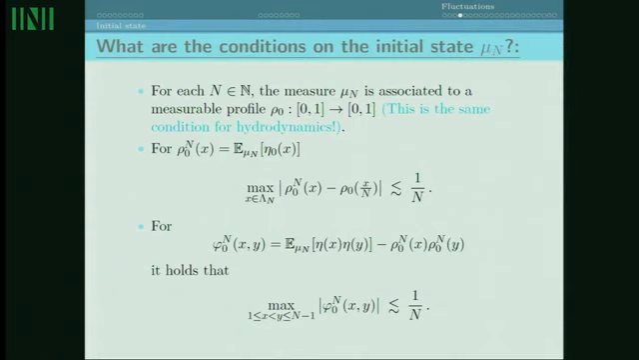So now it comes. What are the initial measures? What do I need to impose? So remember that in the hydrodynamics, I need to impose that mu n was associated to some profile. I started from there. So let's see what do we need at the fluctuations level. So I say, okay, you take a measurable profile, again, some profile rho 0 from 0, 1 to 0, 1, and you assume that your initial measure mu n is associated to that profile. So this is the same story as in hydrodynamics. I'm not assuming anything more.